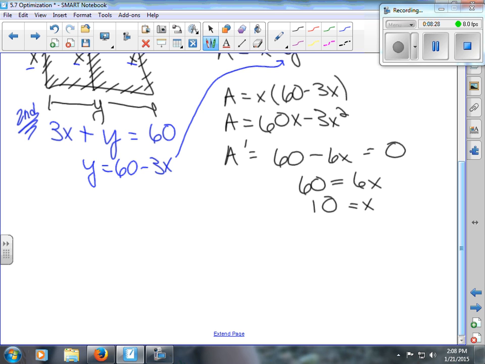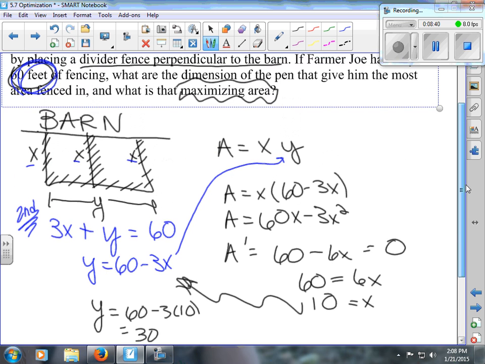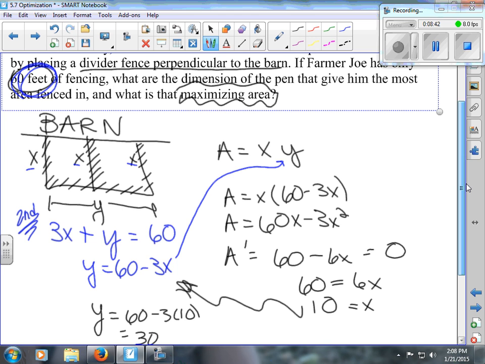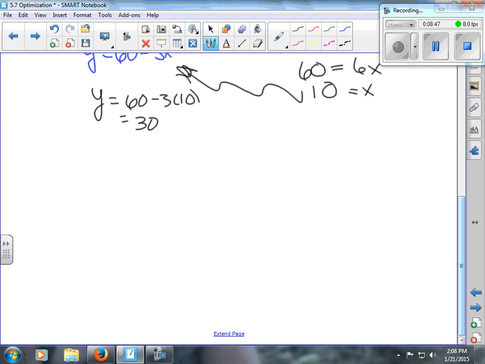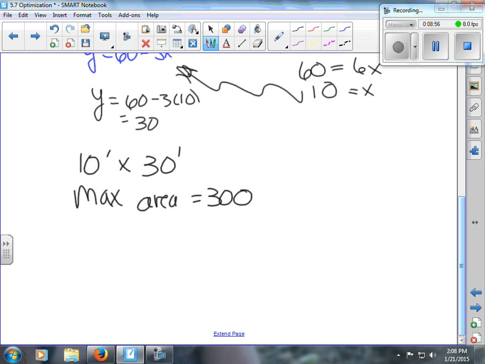And so if x is 10, I can go back over to my secondary equation and see that y would be 60 minus 3 times 10, or 30. And now let's go answer the question asked: what is the maximum area and what are the dimensions? The dimensions are 10 feet by 30 feet, and the maximum area is 300 square feet. And we're done. That's the answer to the question.